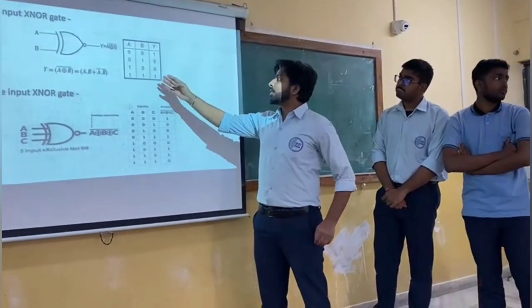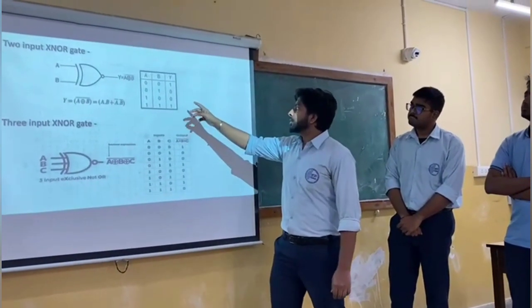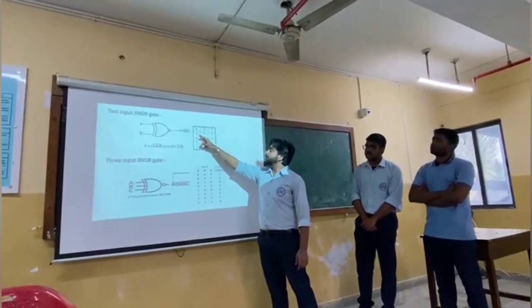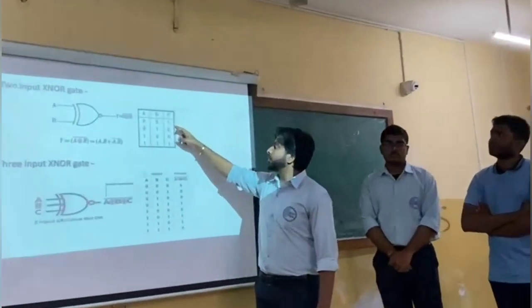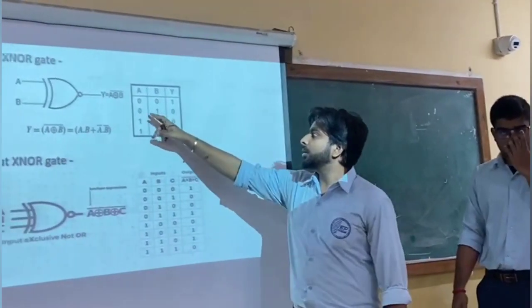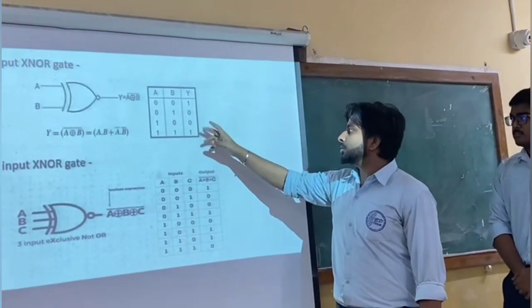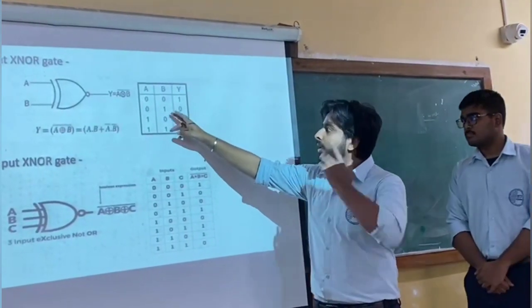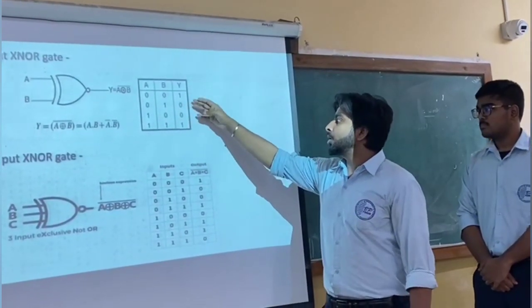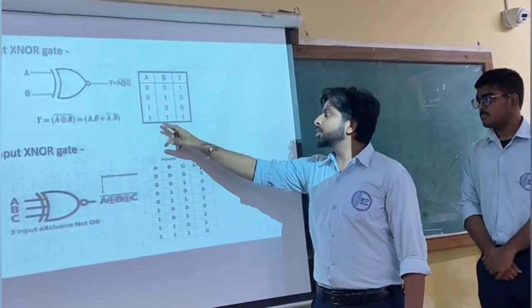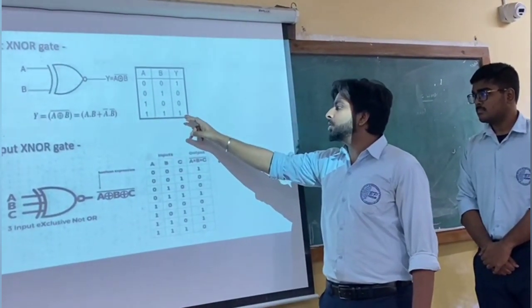This is the truth table for XOR gate. See, if both the inputs are 0, the output is 1. Here one of the inputs is not 0. Here the inputs are different, so the output is 0. Here both the inputs are the same, so the output is 1.